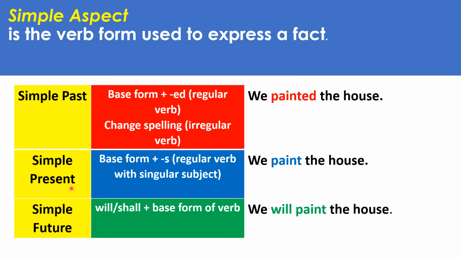For simple present, we paint the house. We use the base form of the verb paint. If we have a singular subject, that's the time that we are going to add s to our verb. So, example, he paints the house. For simple future, we are going to use will or shall plus the base form of the verb. So, we will paint the house. So, base form only. And then we also have will or shall.